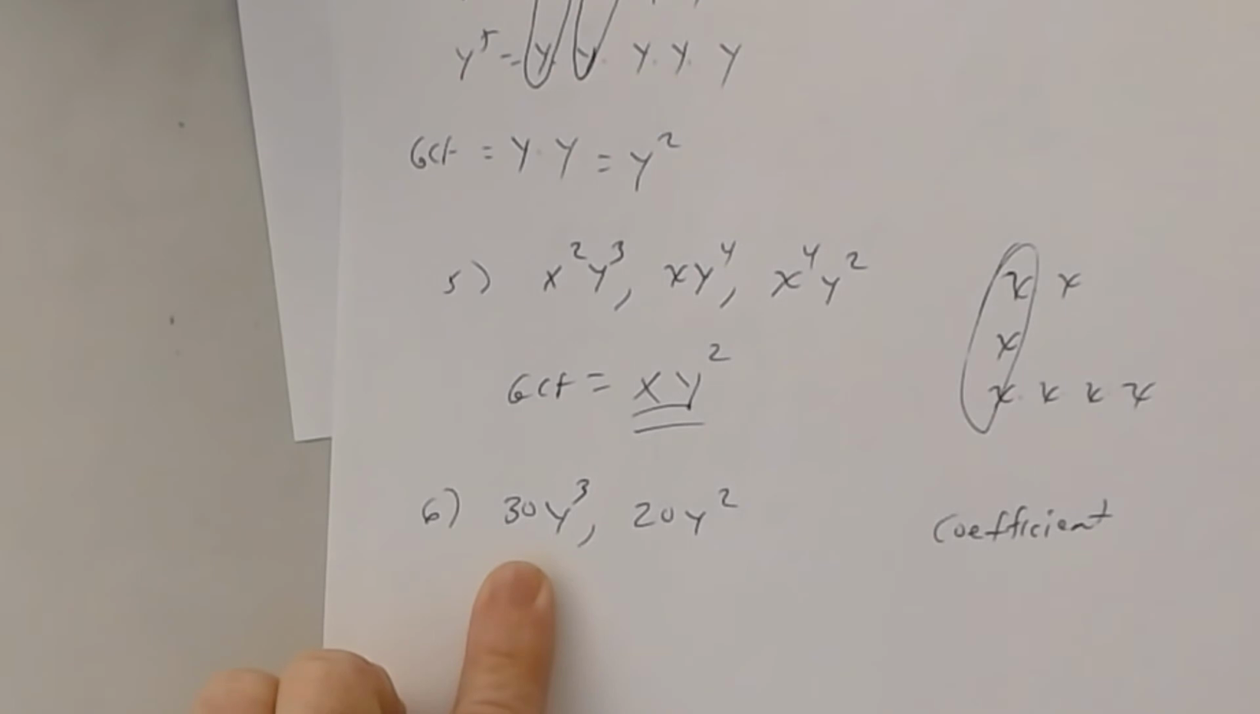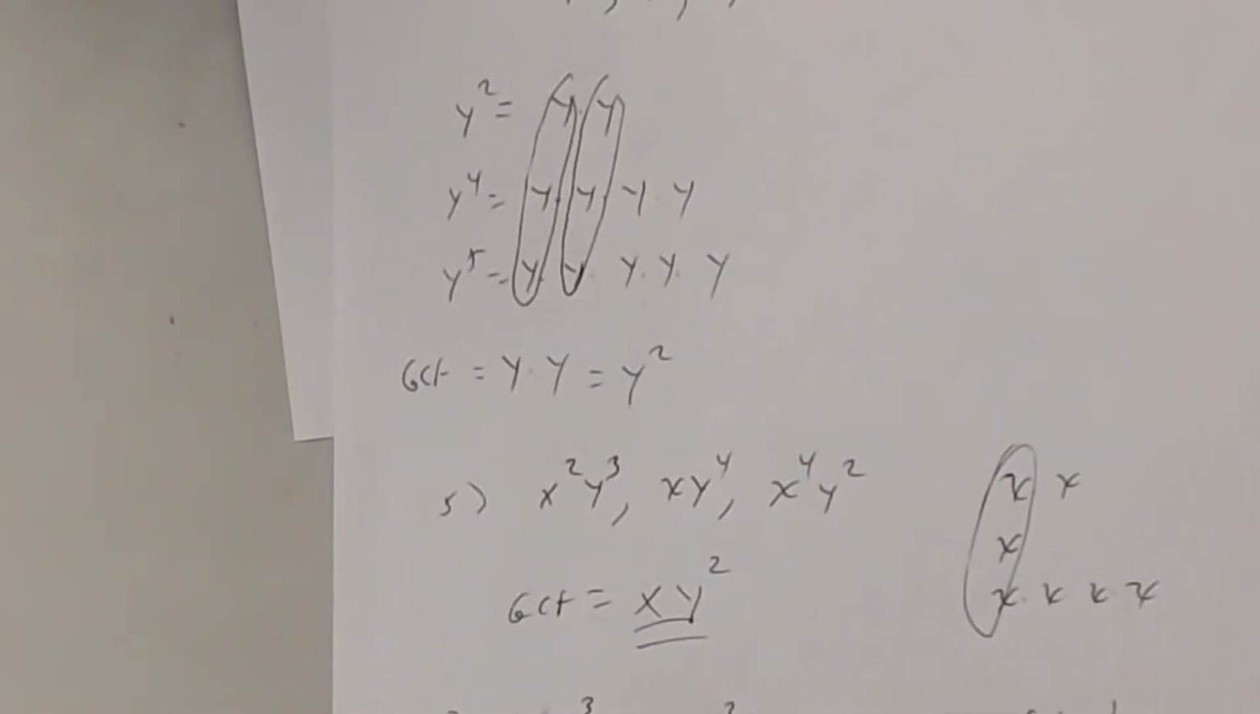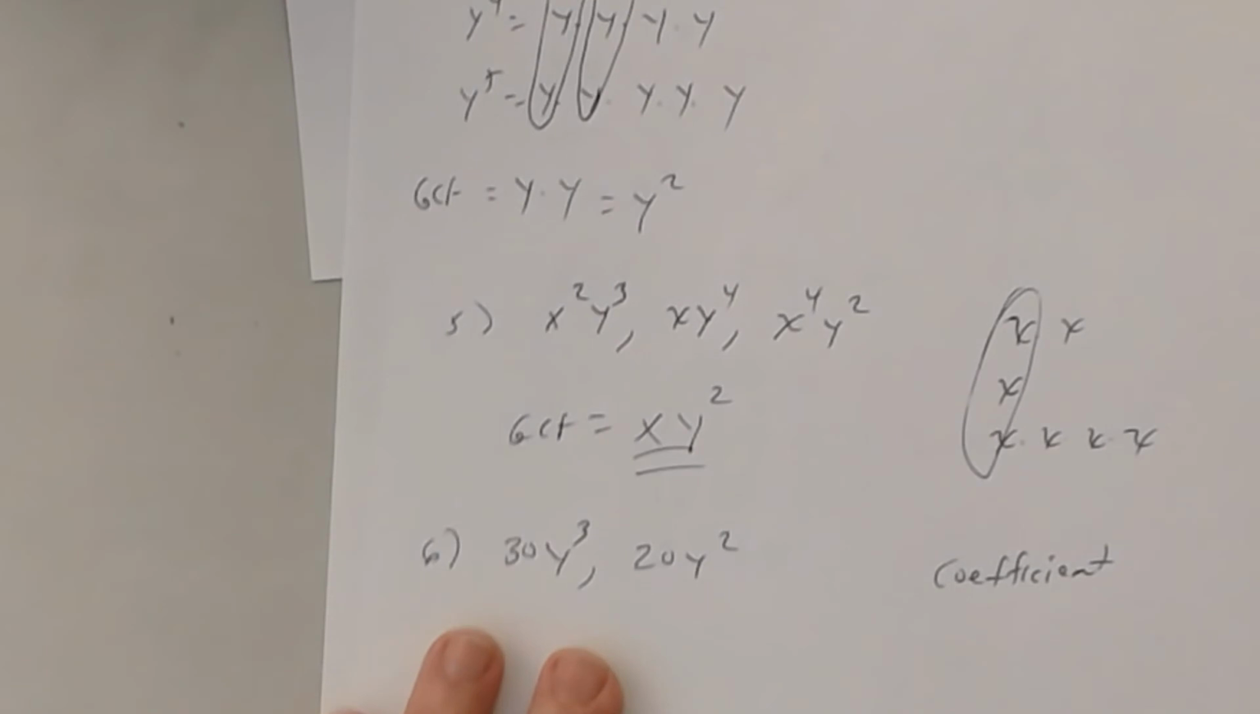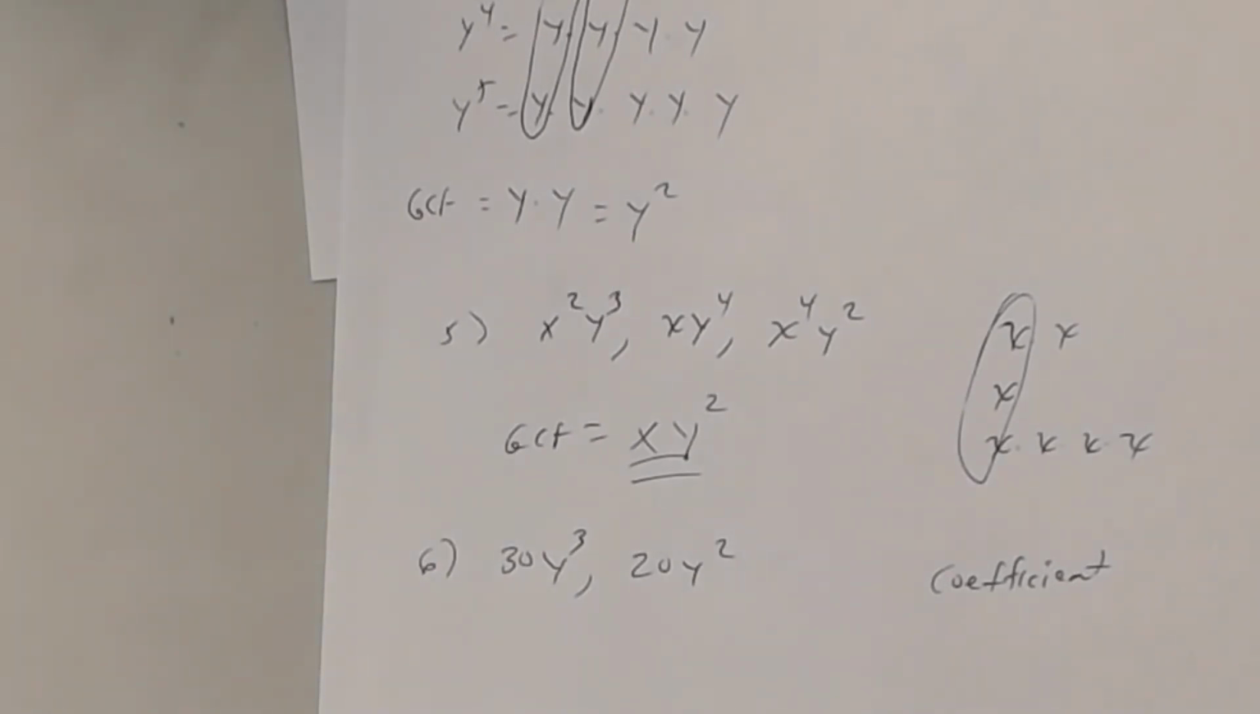Because I'm saying 30 times y cubed. What's the coefficient here? 20. So the first thing you want to do whenever you have coefficients other than 1: what's the coefficient here? 1. There's no number there, it's understood to be a 1. What's the coefficient here? 1. But whenever you have coefficients other than 1, you need to determine what the GCF is of those two or more numbers.